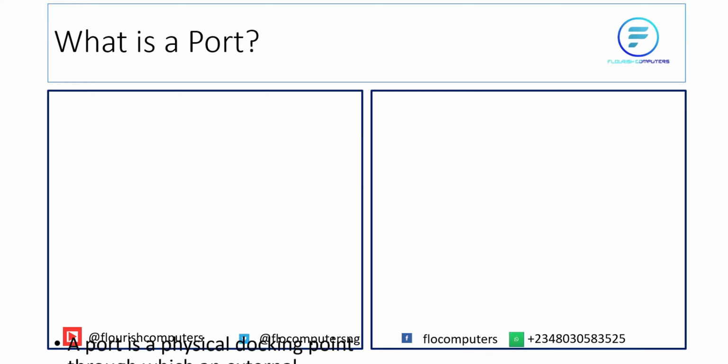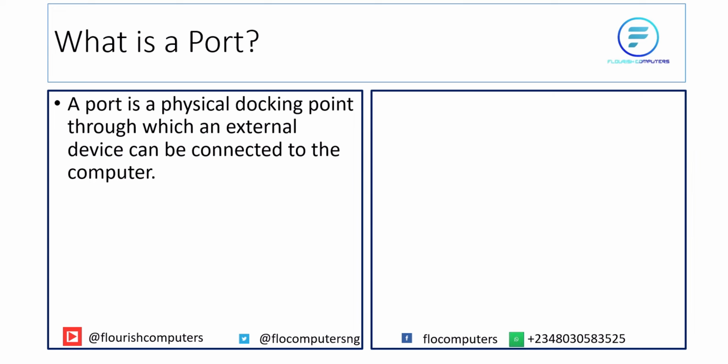So now, what is a port? A port is a physical docking point through which an external device can be connected to the computer. Take note of the word physical here. What do we mean by external device? Your keyboard is an external device. Your mouse, your printers, they are external. Even your phone is an external device. Your memory card, your flash drive, your TV is an external device. A projector is an external device. So a port is a physical docking point through which an external device can be connected to the computer.